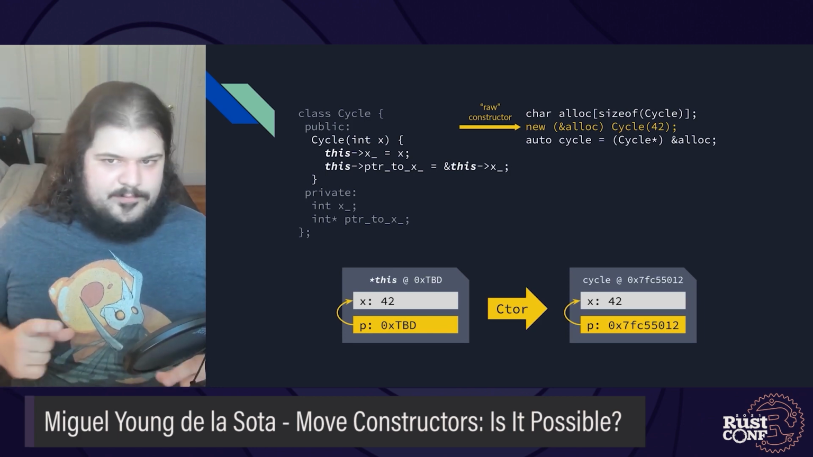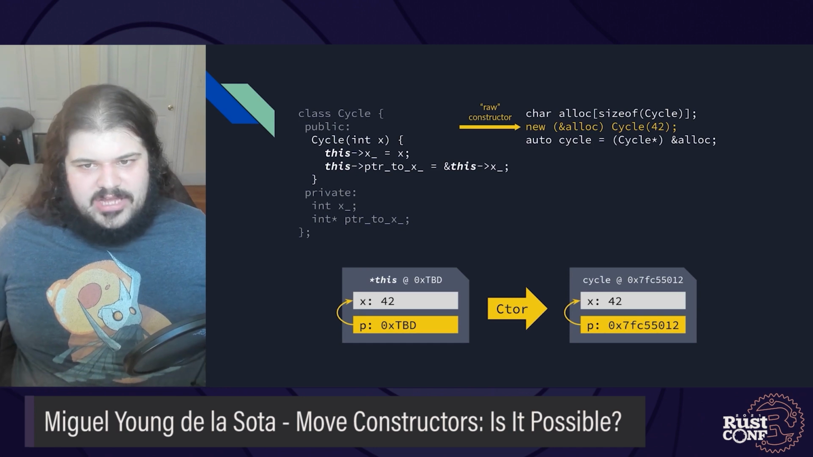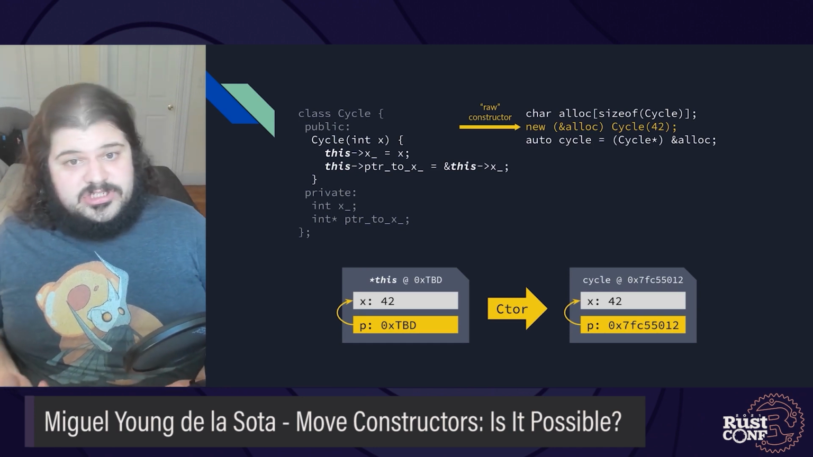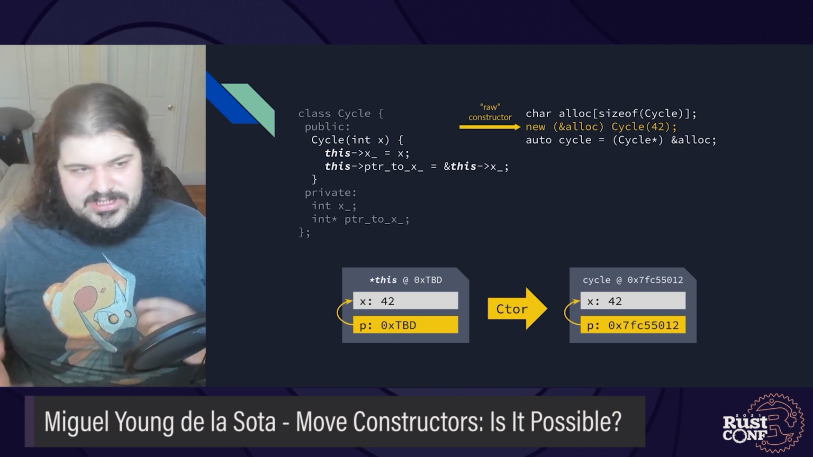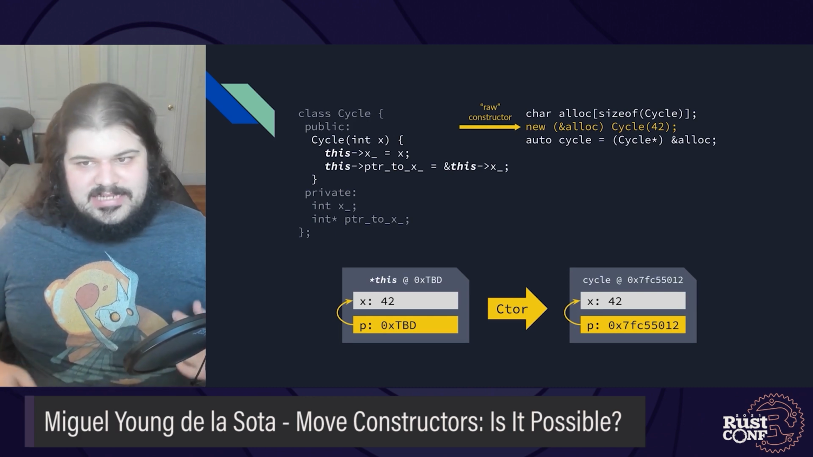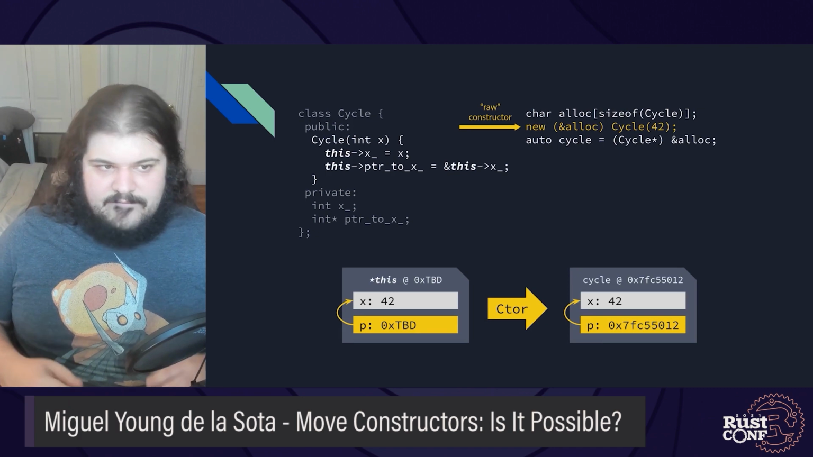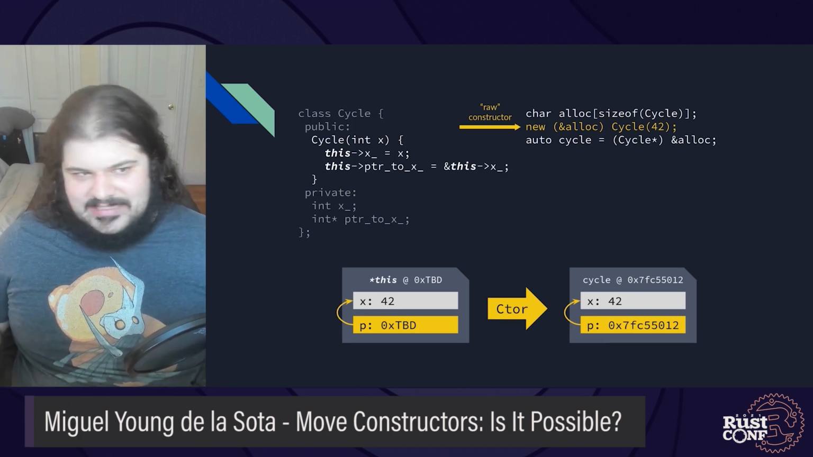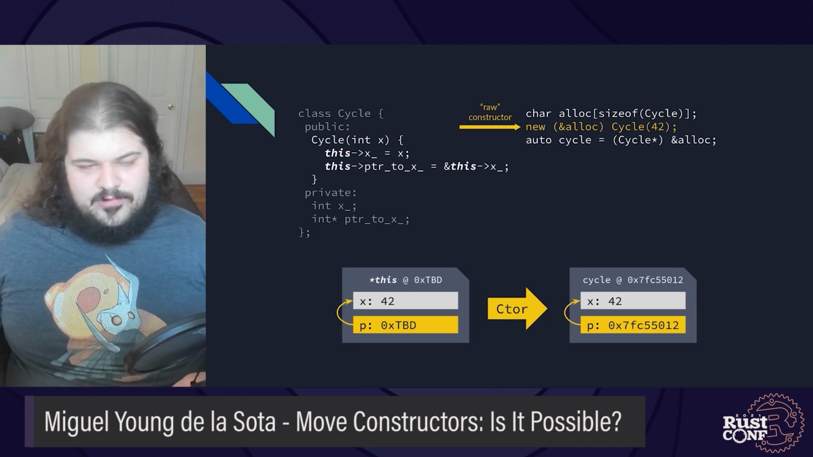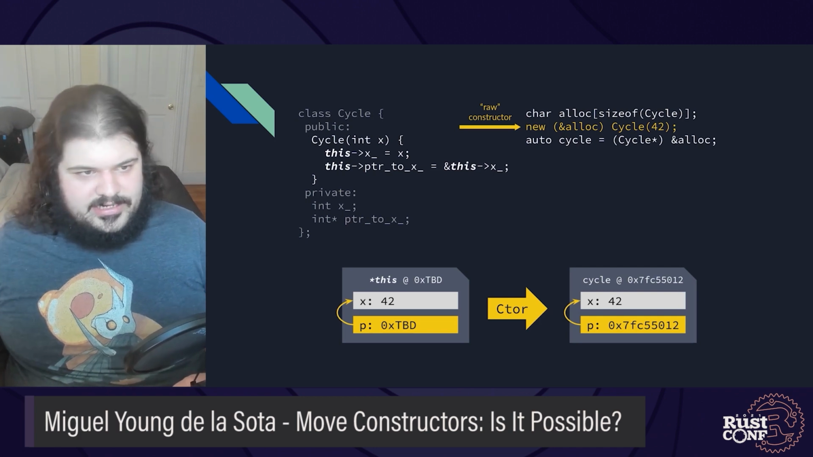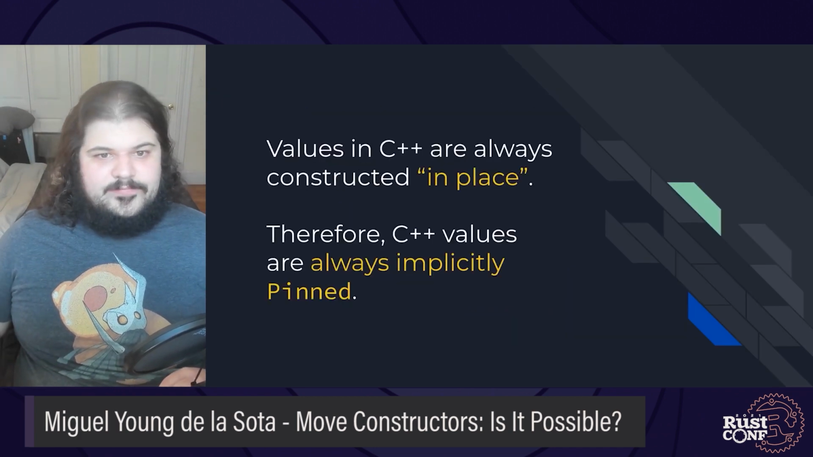So this alloc byte array is just random untyped data. We then use the special placement new syntax, which is kind of like a raw constructor, to tell it, hey, please run this constructor with this explicit this pointer. Finally, we cast it to the correct type, and it's just business as usual as before. You can call functions on Cycle, and it's a perfectly normal value.